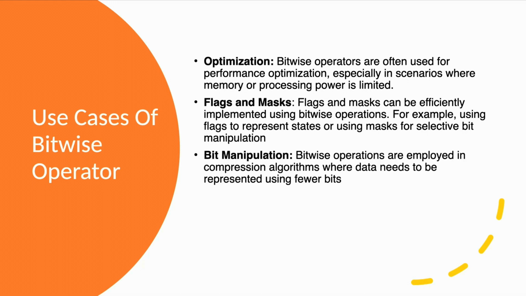Then you have bit manipulation. As I told you, whenever you want to perform any compression algorithm, you can imagine that in your compression algorithm you are basically shrinking your data, and your data is eventually stored in the form of zeros and ones.